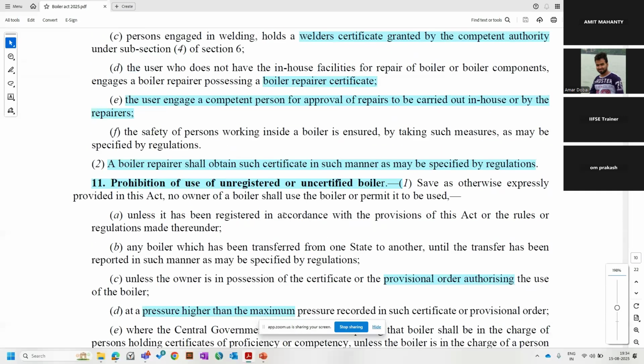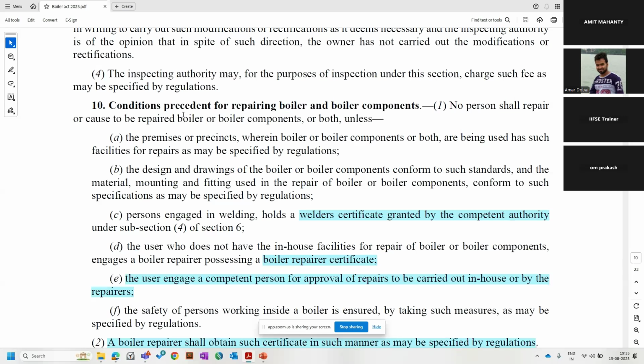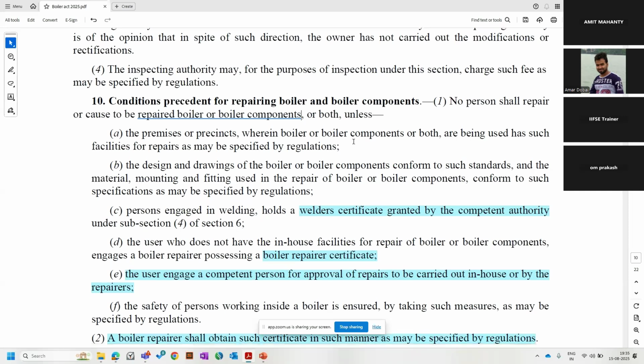Section number 10: Conditions precedent for repairing boiler and boiler components. No person shall repair or cause to be repaired a boiler or boiler components, one is boiler and the other boiler components, unless the premises within which the boiler or boiler components or both are being repaired has such facilities for repair as may be specified by the regulations. It has to meet the regulatory requirements.